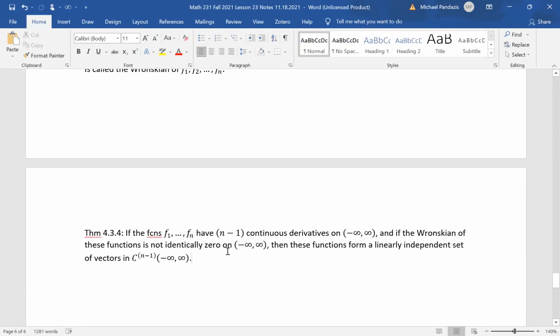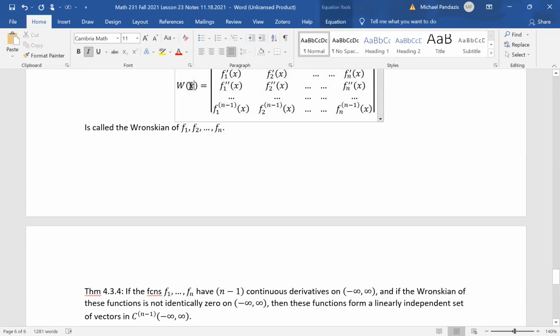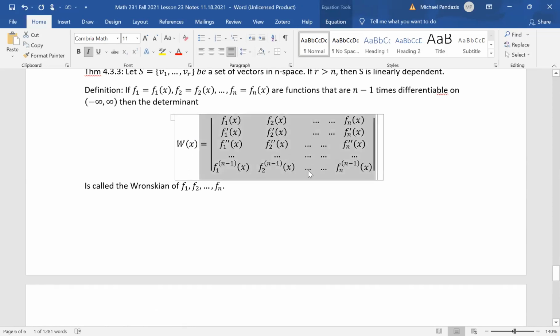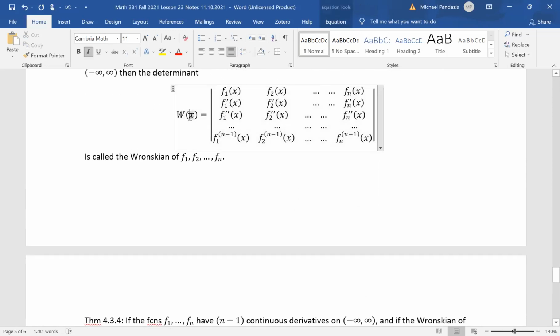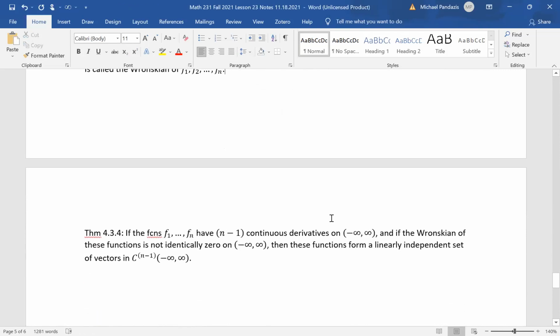You want to say that the Wronskian of these functions is not identically 0 on the real line. What that means is that there's some real number x you can plug in here where the value of this determinant at that x is non-zero. Not identically 0 just means there is at least one x you can plug in where the value of the Wronskian is non-zero. To be identically 0, it must be 0 everywhere on the real line. To not be identically 0, there is some x in which W of x is not 0. So the conclusion is that those functions form a linearly independent set of vectors in the space they lie in, C^(n-1).